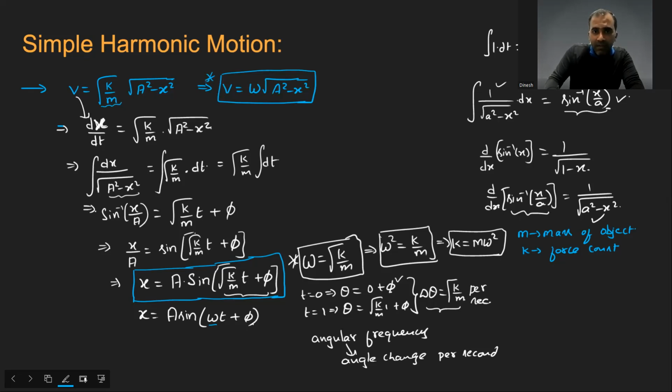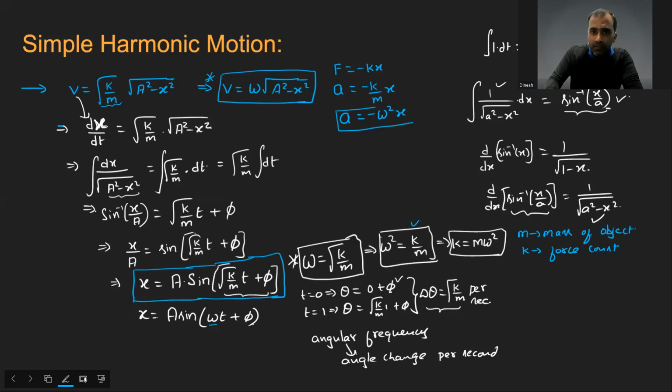Similarly, we have written a equal to minus k by m into x. Do you remember in the previous slide we have written f equal to minus k into x? F we have written as ma. So ma, if you send it to the other side, becomes minus k by m into x. But what is k by m? Omega square. Can we write it as minus omega square into x?